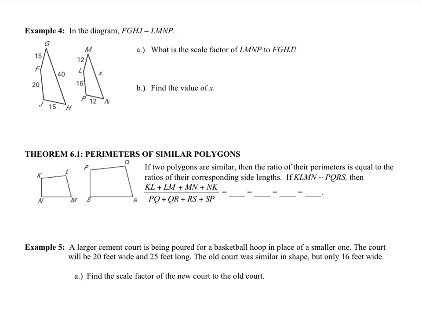Example 4. In the diagram, FGHJ is similar to LMNP. Part A. What is the scale factor of LMNP to FGHJ? So we're going from this figure to this figure. So I can take any of these. I'll just take 12 and then put it over 15, the corresponding side of PN, which is JH. And then I can simplify this.